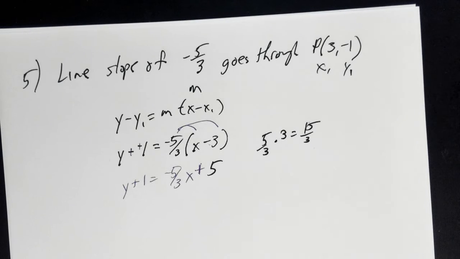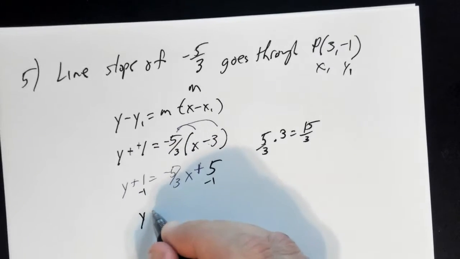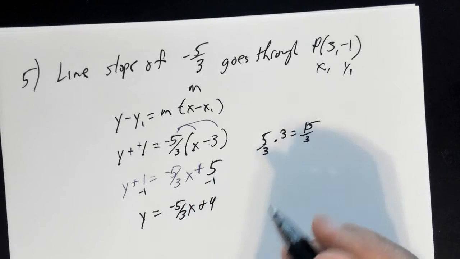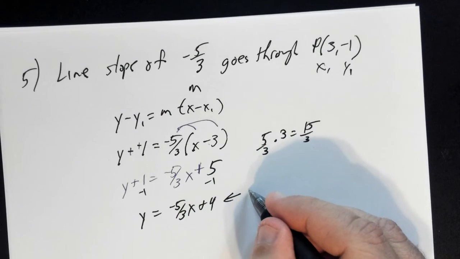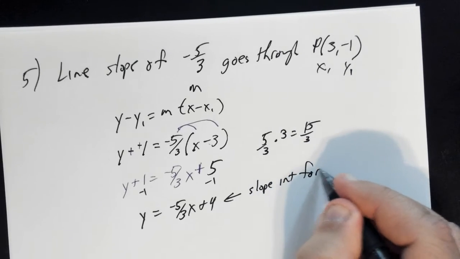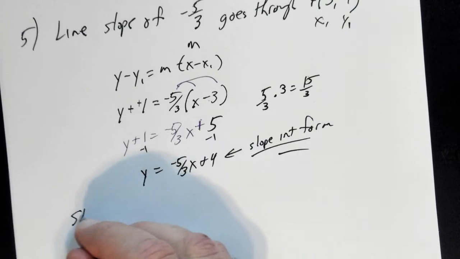Now, what do we do with this after that? Well, we need to get everything together, so I'm going to go ahead and subtract the 1. I get y is equal to negative 5/3 x plus 4. Now, that happens to be my slope-intercept form, which sometimes they may ask you for. That would be done.